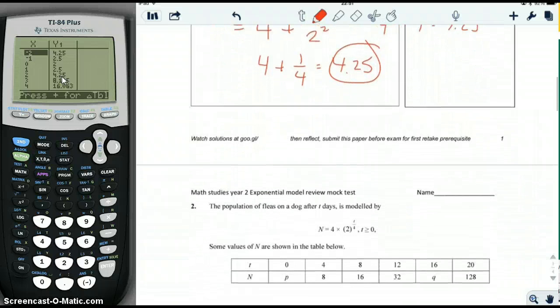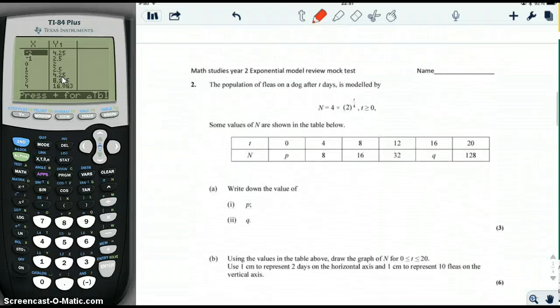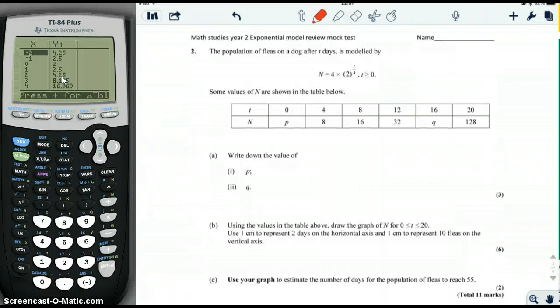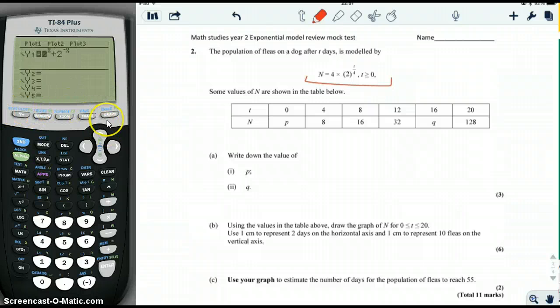Okay. Now for number 2. The population of fleas on a dog after 2 days is modeled by this equation. Since we have an equation, of course the first thing we want to do is put it in the calculator. If you have an equation, why not? You should always put it in the calculator. Even if it doesn't ask you to graph it, you'd be crazy not to. And then you put x or t divided by 4.